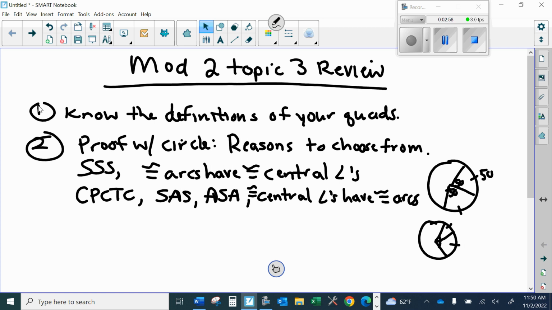Let's see. And then we know all radii are congruent. Okay, so don't forget, if I'm going from the center of a circle, that's a radius, that's a radius, that's a radius. So that means all three of those segments are congruent. All radii are congruent. Okay.